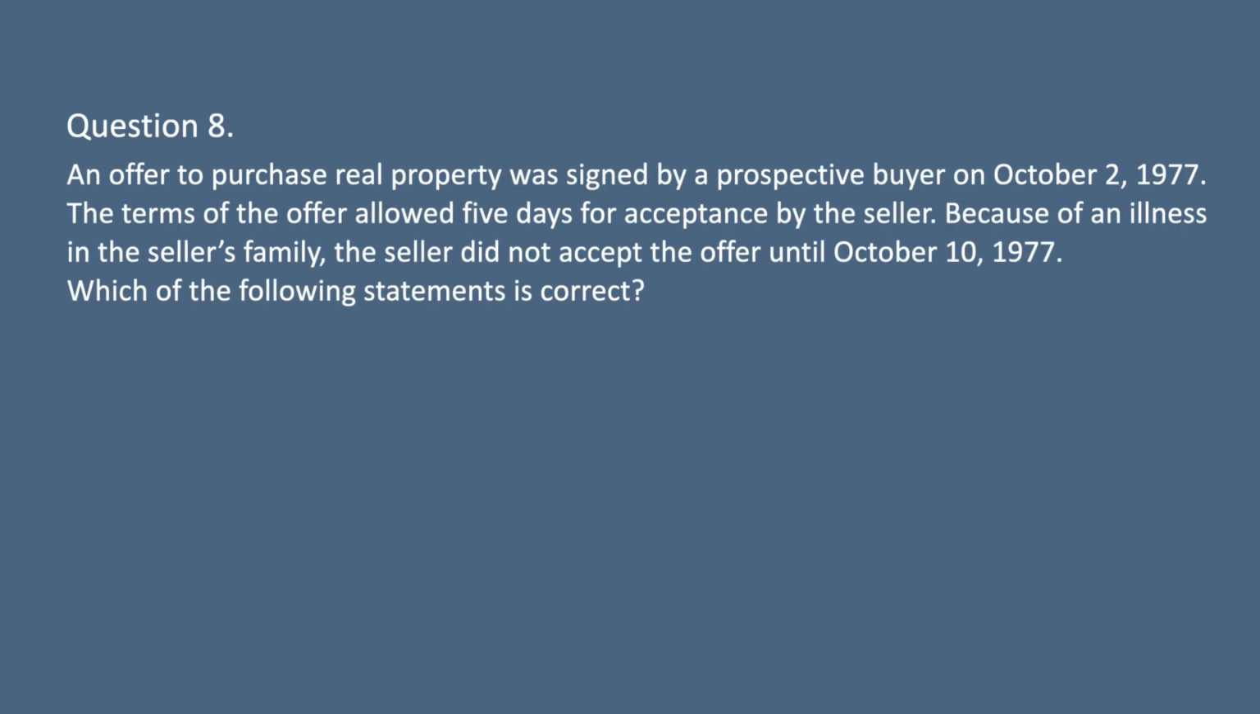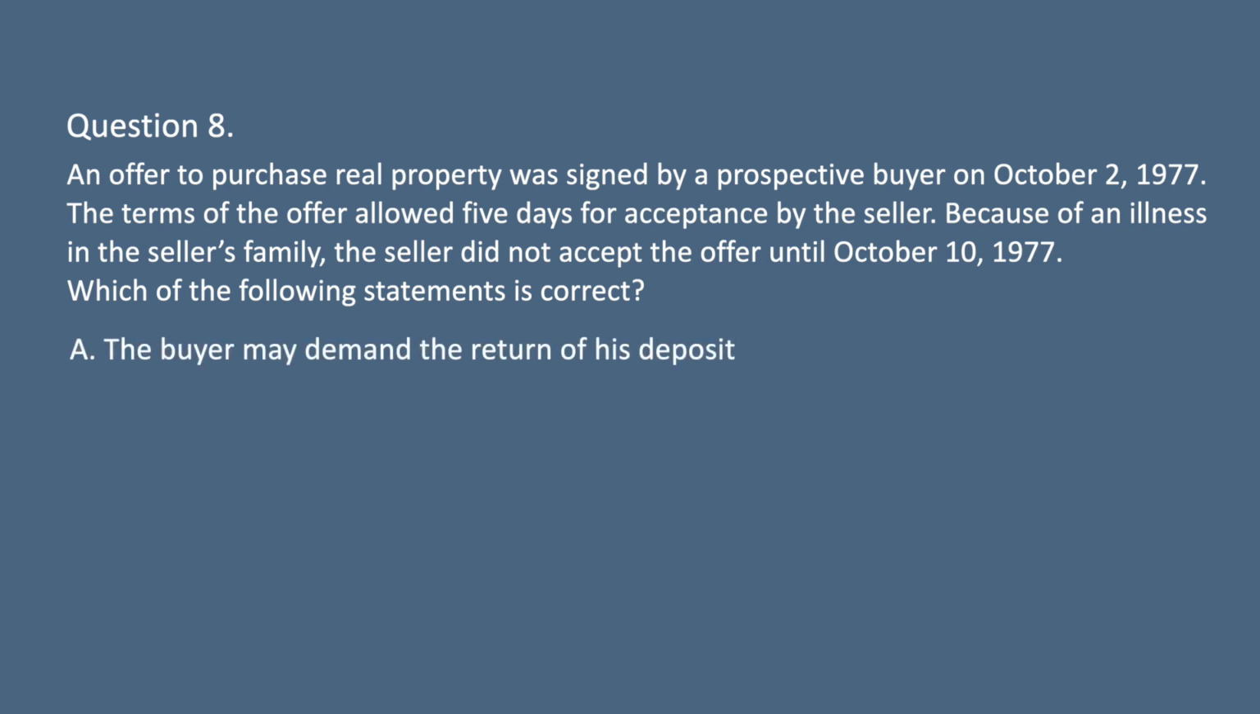Question 8. An offer to purchase real property was signed by a prospective buyer on October 2, 1977. The terms of the offer allowed 5 days for acceptance by the seller. Because of an illness in the seller's family, the seller did not accept the offer until October 10, 1977. Which of the following statements is correct?